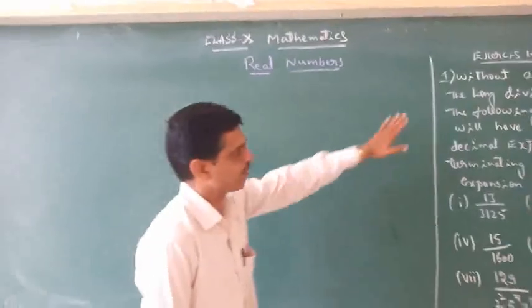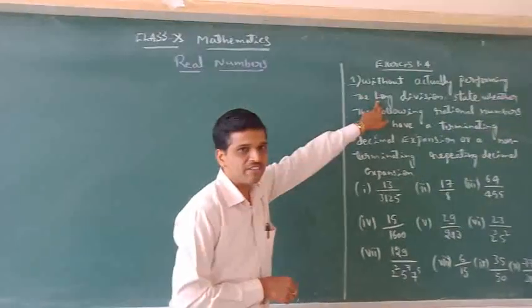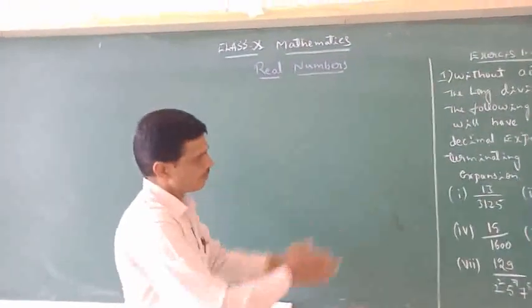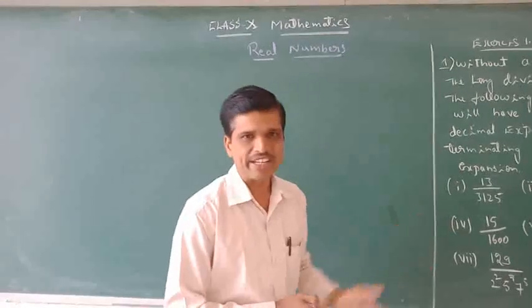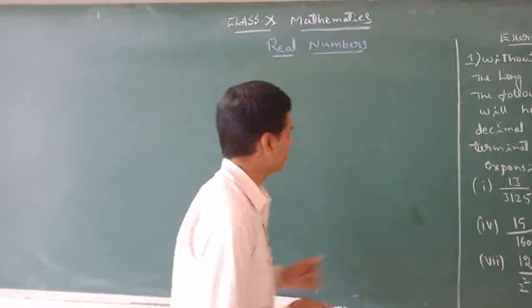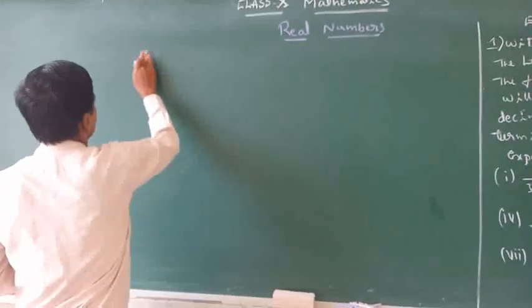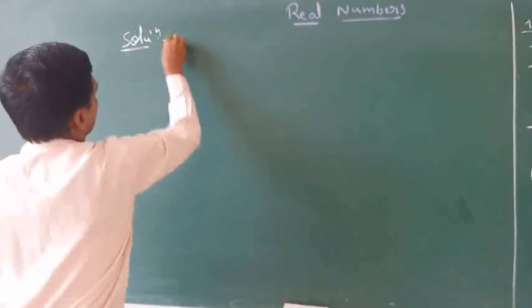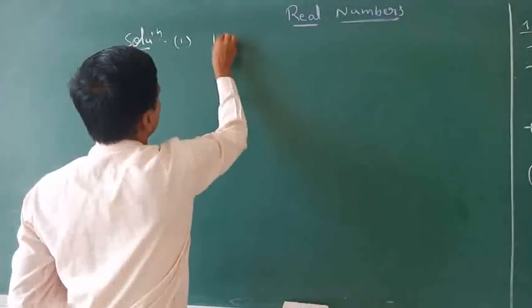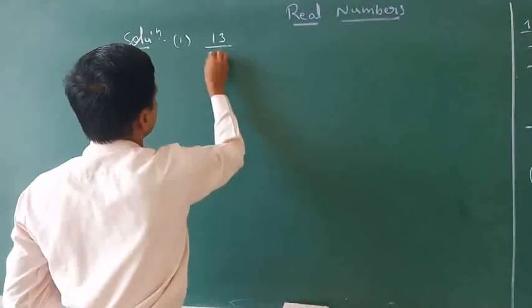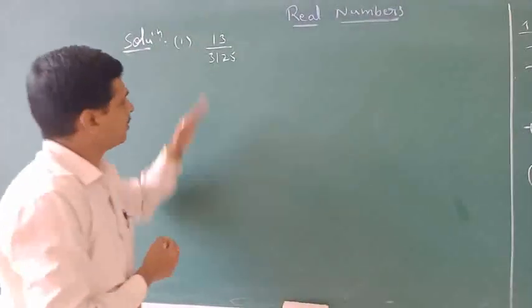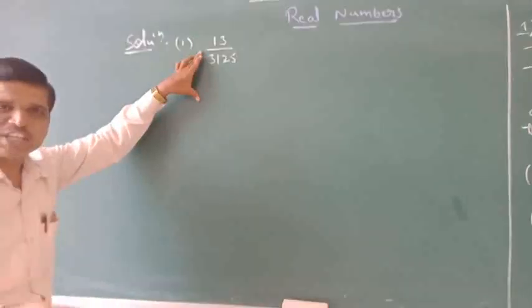So what condition applies here? Without actually performing the long division process, we should classify which is terminating and which is non-terminating. Now for the first one, what is the number given here? 13 divided by this. How can you consider whether it is terminating or non-terminating?